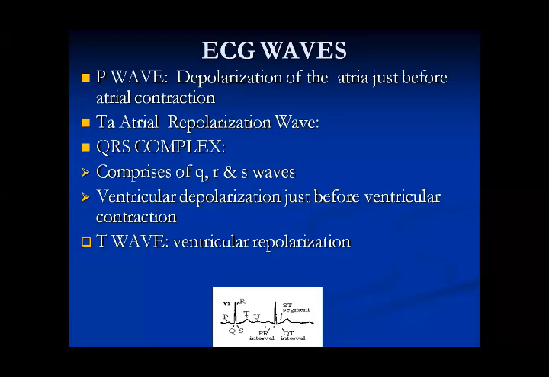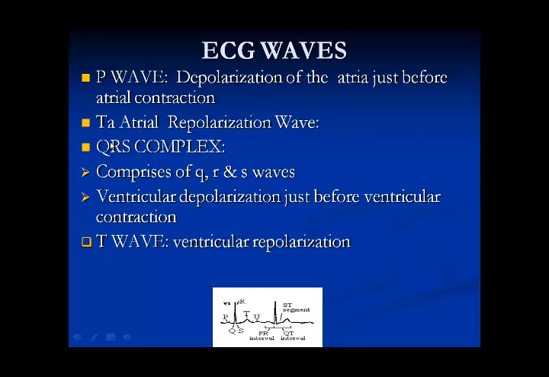The P wave is depolarization of the atria, so it occurs just before the atrial contraction, because atrial contraction, as we know, is the last part of diastole in the cardiac cycle. The P wave occurs in the ECG just before that atrial contraction, right? Now, Ta is the atrial repolarization wave.